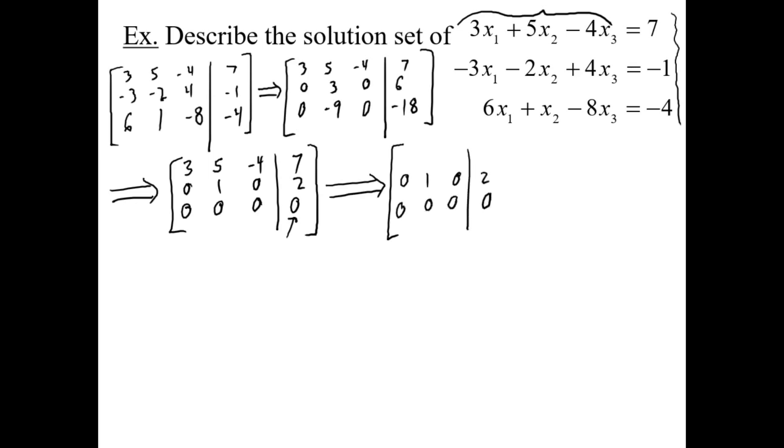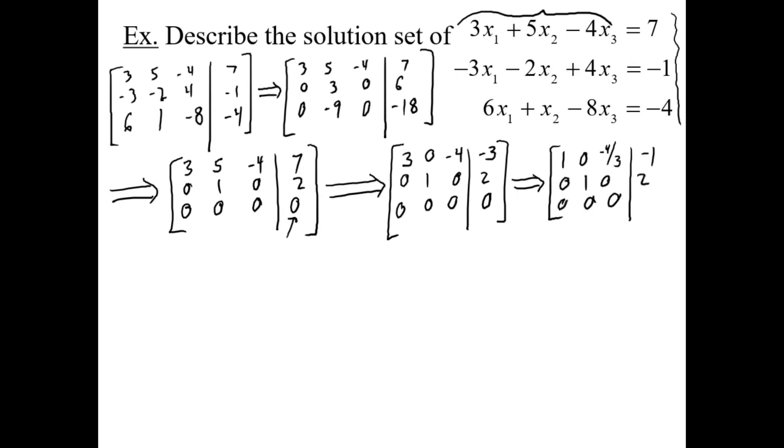All zeros, there's definitely nothing to do there. I'm going to multiply the middle row by negative 5 and add the top row. So we get 3, 0, negative 4, and negative 3. And then finally, as we did before, divide the top row by 3. We get 1, 0, negative 4 thirds, negative 1, and then 0, 1, 0, 2, 0, 0, 0, 0. Okay. So we've now got this into reduced echelon form.